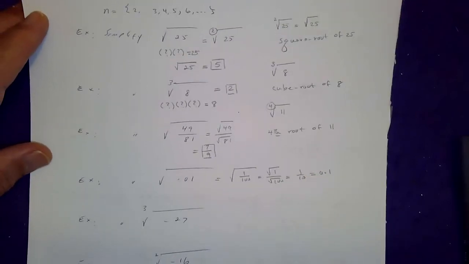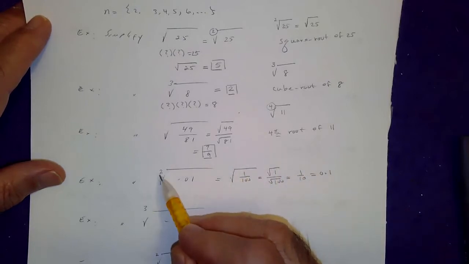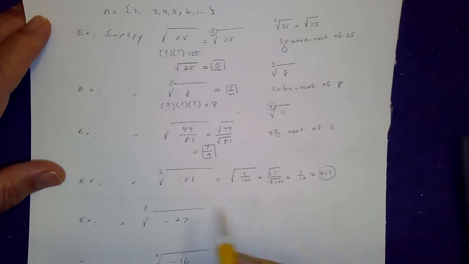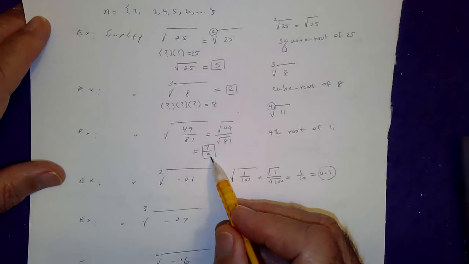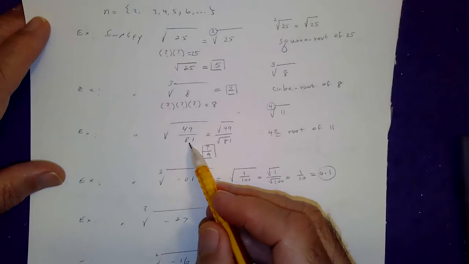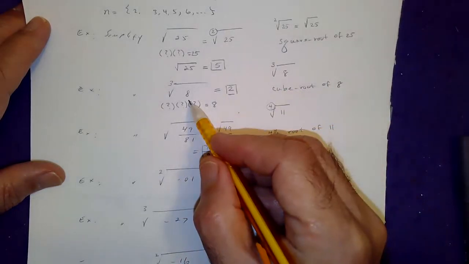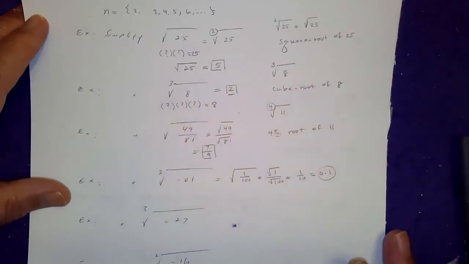Now, how do I check these answers? Well, it depends what the index is. In this case, the index is 2, you just don't see it. So if you square this, you should get 0.01. If you raise 7 over 9 to the power of 2, you should get 49 over 81. If you raise this 2 to the power of 3, you should get 8. If you raise 5 to the power of 2, you should get 25. That's how you check.